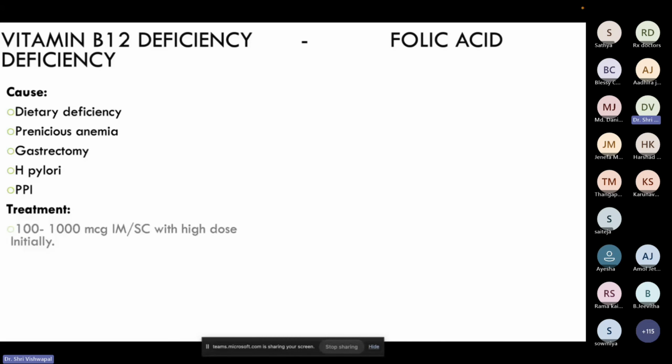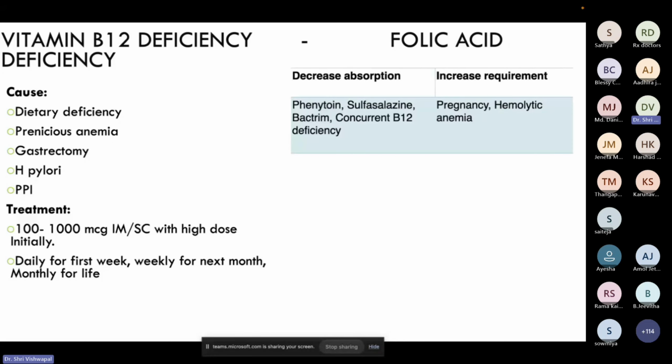For vitamin B12, even though we have an oral route, IM or subcutaneous is preferred for immediate action. The oral route takes longer to act. Up to 1000 micrograms IM or subcutaneous is given at a high dose initially, daily for the first week, then weekly for the next month, and then continued monthly for life whenever there is a decrease in vitamin B12.